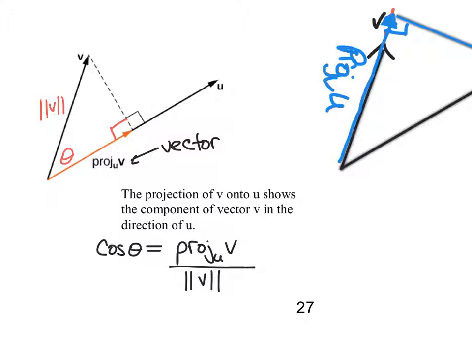Cosine ratio, sine ratio, whatever, they're all dealing with lengths of sides, so I'm going to slap a magnitude on this. All right, so what I get is that the magnitude of the projection of U upon V is equal to the magnitude of V multiplied by the cosine of theta.